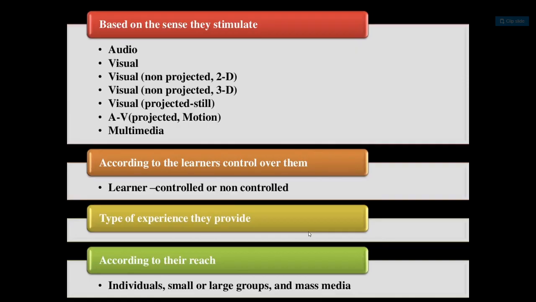There are various types of instructional media based on the sense they stimulate: audio, visual. Audio, we can hear. Visual, we can see. Visual also has 2-3 kinds: non-projected, projected still, and audiovisual, projected and motion. Multimedia is also present here. Then according to the learner's control over them, learner controlled or non-controlled. Then the type of experience they provide, and according to their reach: individuals, small or large groups, and mass media.